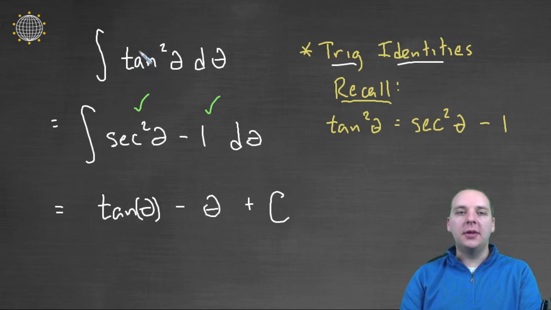And so this is a very typical example. You'll oftentimes have a trig function in your integrand that doesn't exactly fit one of your basic rules. And so with a quick little rewrite, whether it be with a trig identity or something like that, then you suddenly change it into a format that you can integrate.